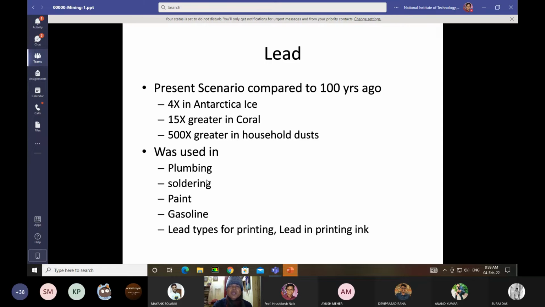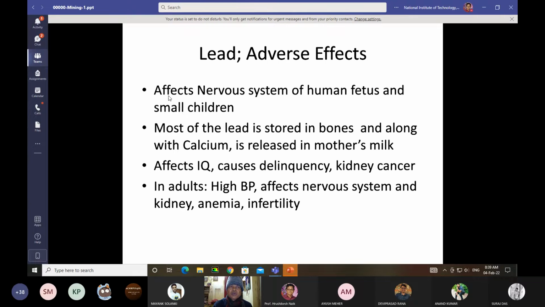And the adverse effects of lead: it affects the nervous system of human fetuses and small children. Most of the lead is stored in bones and, along with calcium, is released in mother's milk. It affects the IQ of the person, and causes delinquency and kidney cancer. In adults, it causes high blood pressure, affects the nervous system, and causes kidney failure, anemia, and infertility. These are the adverse effects of lead.